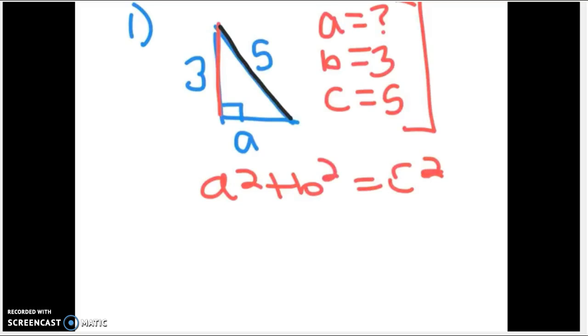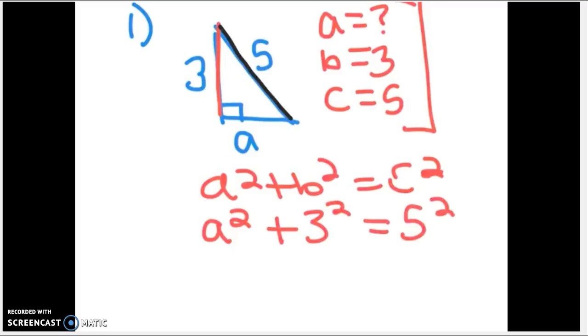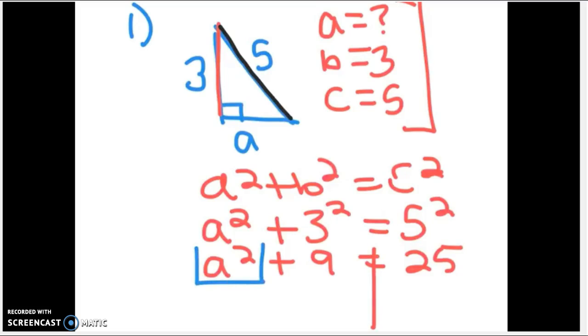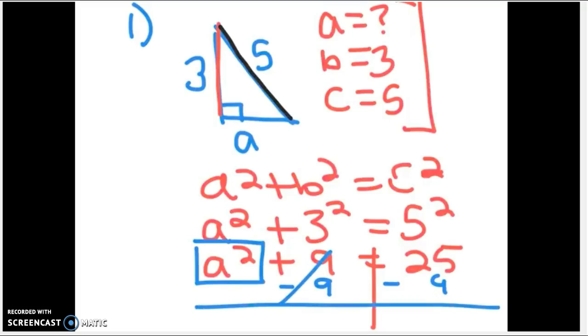Okay, so a squared, I have no idea what that is, but I do know that my b is 3, and I'm going to square it, and that my c is 5, and I'm going to square that. Now, a squared, I'm going to leave. I know that 3 squared is 9, and 5 squared is 25. Now, this is just a basic algebra problem. Draw your line. We're trying to get a squared by itself. So I'm going to start by subtracting 9 from both sides, and I end up with a squared equals 16.